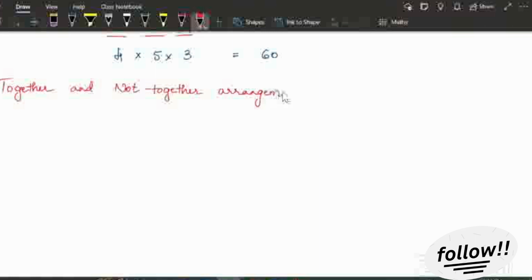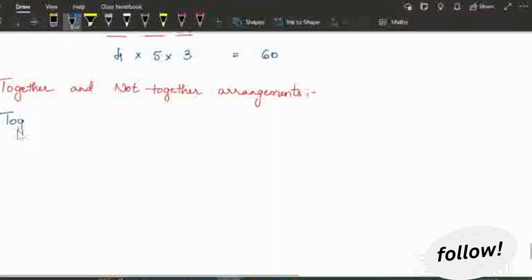Together and not together arrangements. So basically here you will get questions in which there are certain people who are sitting together, such that these two people are always together, or this particular subject of books are always arranged together, or not together kind of questions. So let us first find out how to solve questions of the together category.